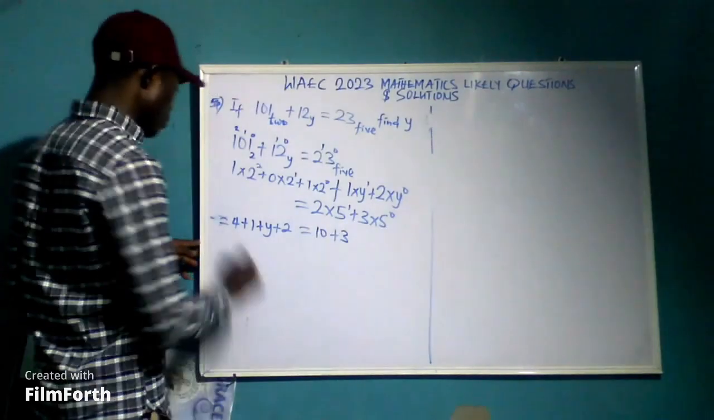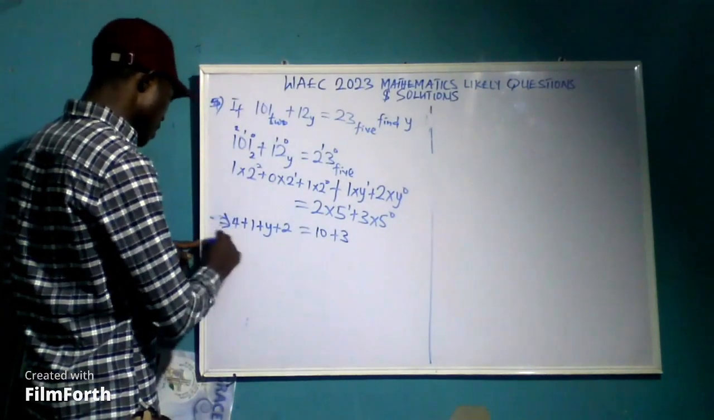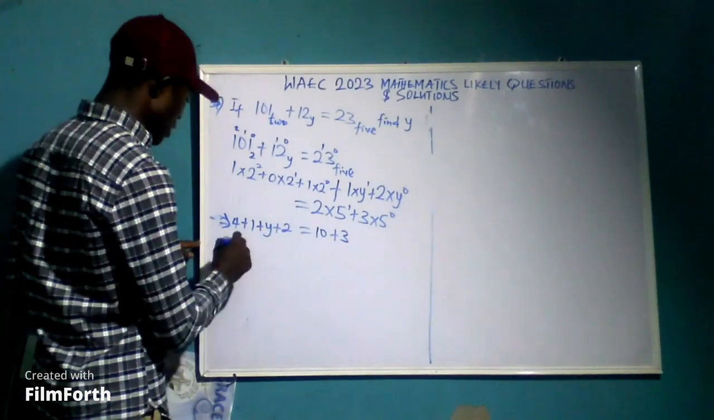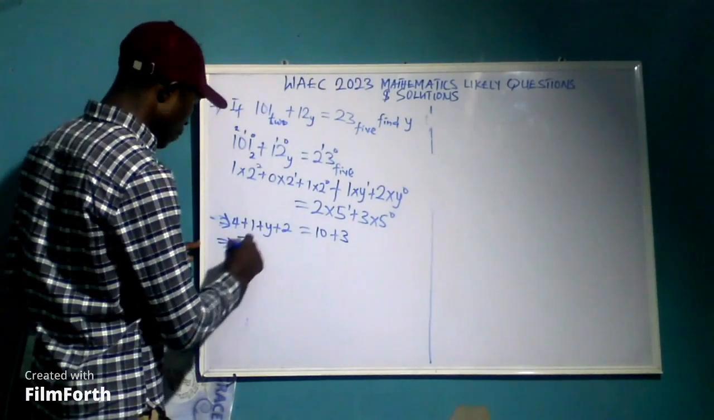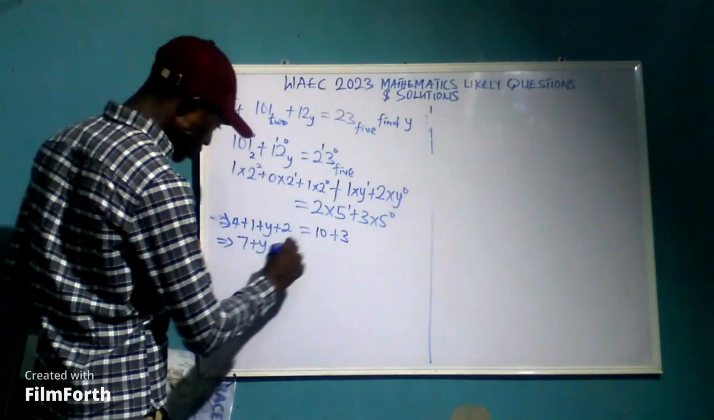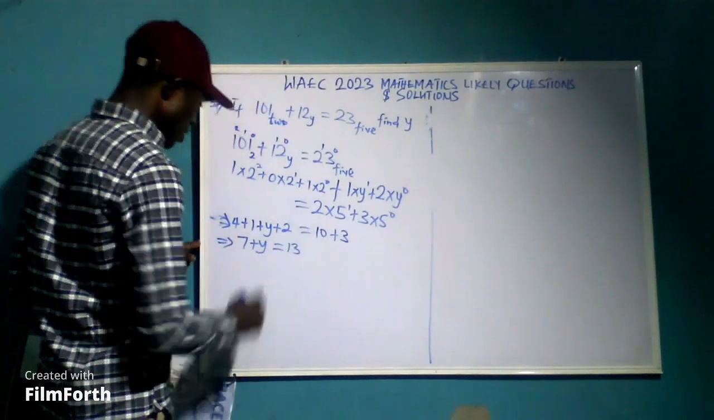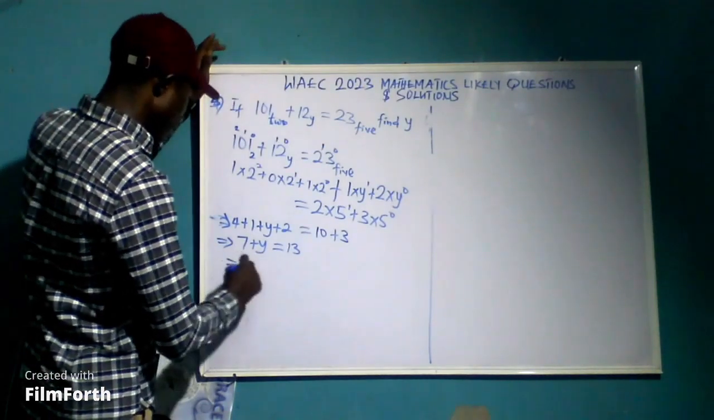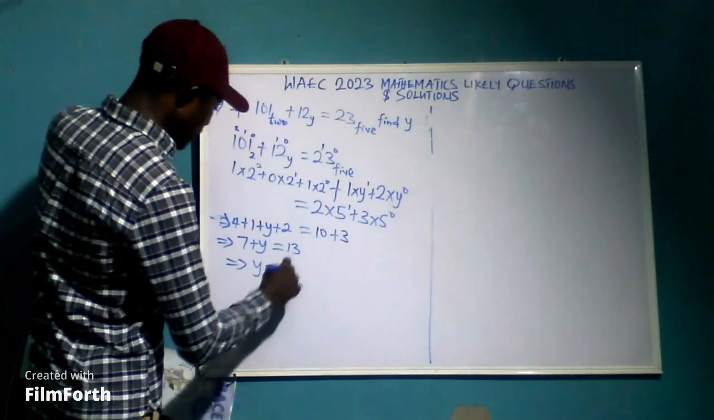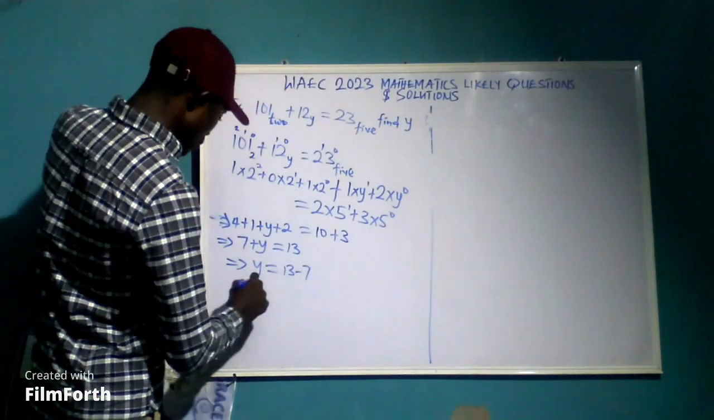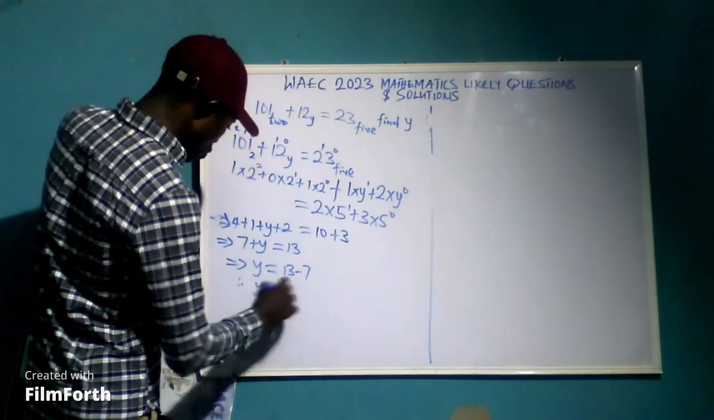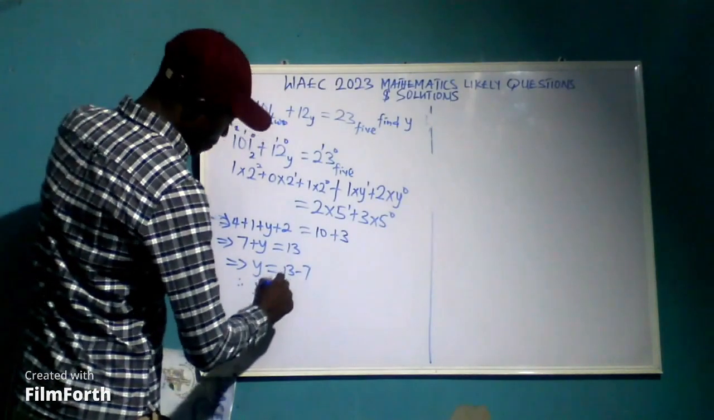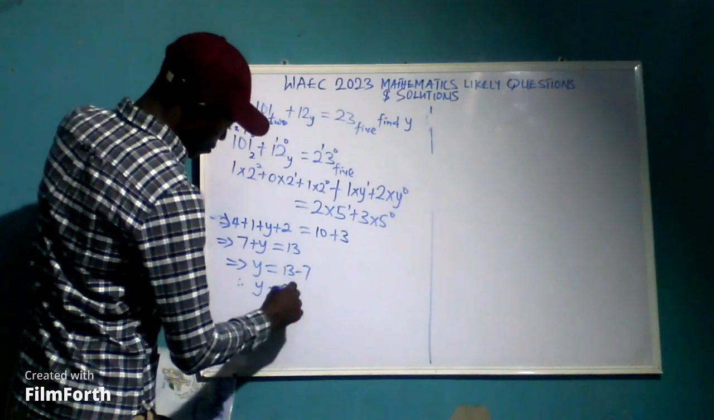Okay, so this also implies that 4 plus 1 plus 2, that will be 7, plus y, that will be 7 plus y equals 10 plus 3, that will give us 13. So collecting the like terms, we have y to be equal to 13 minus 7. Therefore, y is equal to 13 minus 7, that will be 6. Okay, y is equal to 6.